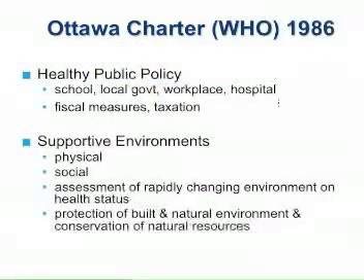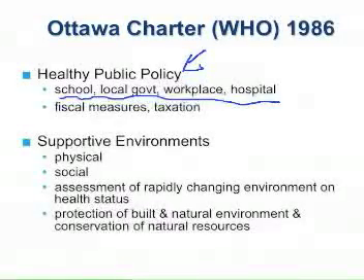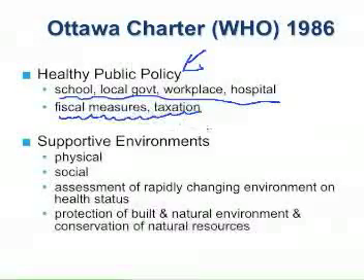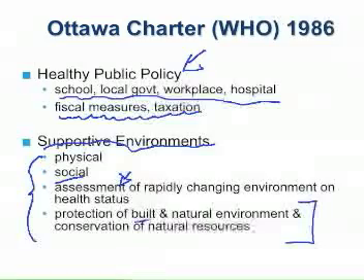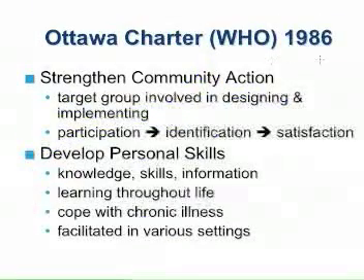The Ottawa Charter specifically talks about healthy public policy, in a range of different contexts, so in schools, local government, workplaces, hospitals. It also talks about how we might use the taxation system and the budgeting system to orient behavior towards healthier activities. It also talks about supportive environments, which is one of the key elements. These could be physical environments or social environments. They could involve assessing environments, so we know which direction particular trends are going, and also the protection of environments, whether built environments, cities, or natural environments, so that we can conserve natural resources. So these are all elements of the Ottawa Charter.